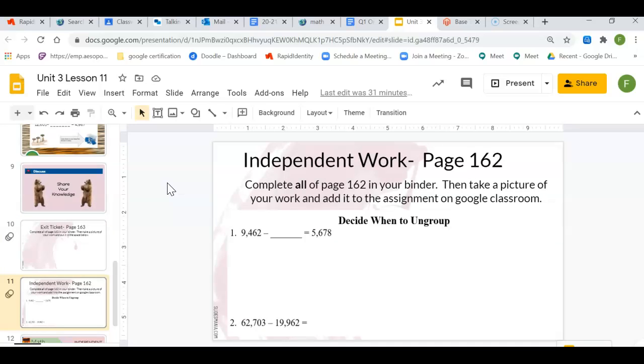After you finish that one, guys, there's more practice. We're going to go back to page 162. So there's more practice on page 162. On this page, complete all of page 162 in your binder. Make sure to take a picture of your work. And this time you're going to just add it to your assignment on Google Classroom. Okay. So this time for page 162, you're going to finish that page, take a picture of it, and add it to your assignment on Google Classroom.